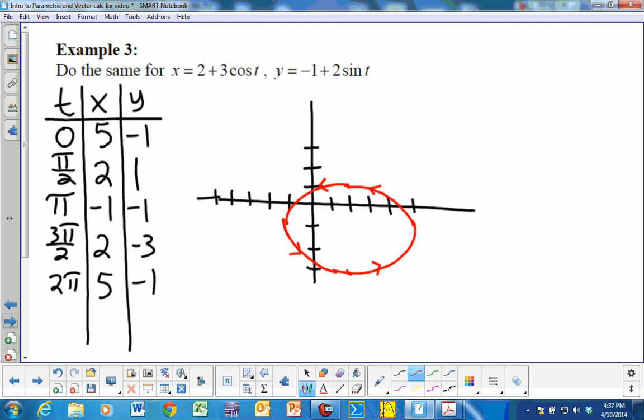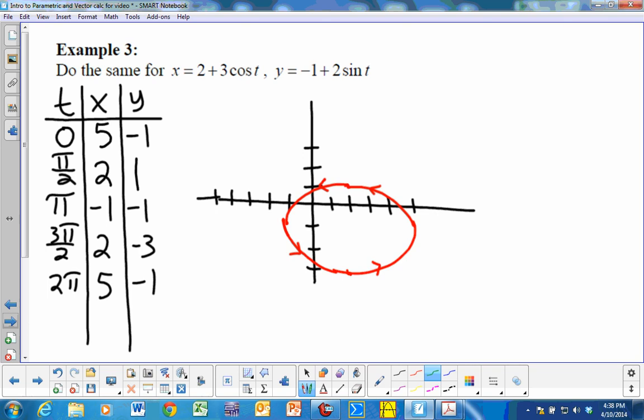So you should remember this shape from Algebra 2. This was one of the conic sections, and this appears to be an ellipse. So let's review some things about an ellipse and see if we could figure out what this equation might be without eliminating the parameter, and then we'll eliminate the parameter and see what it looks like.